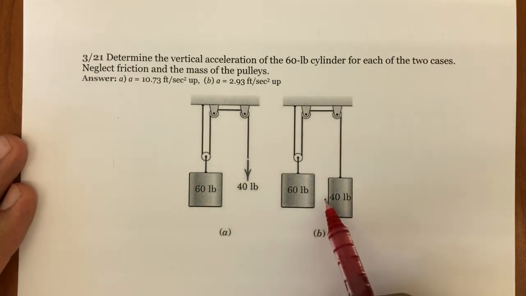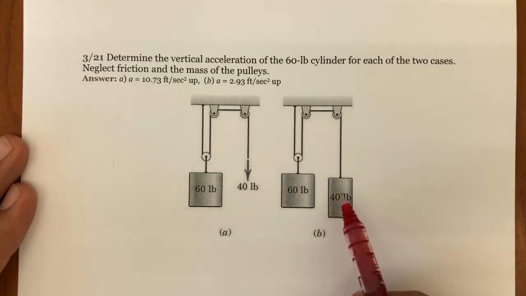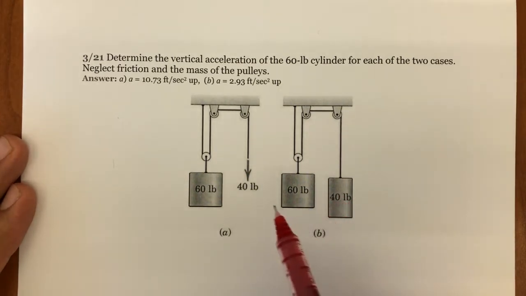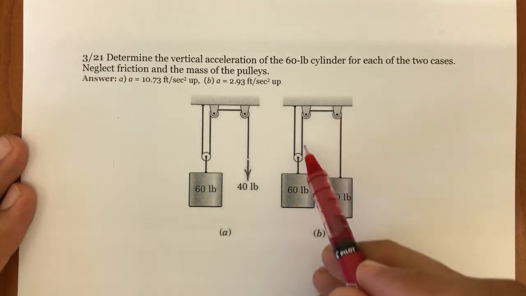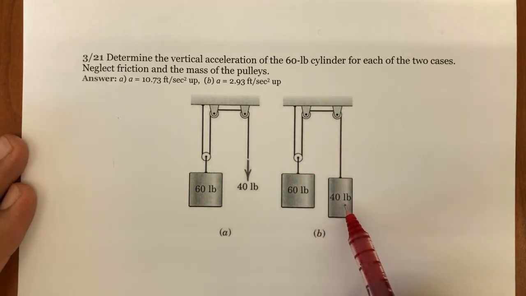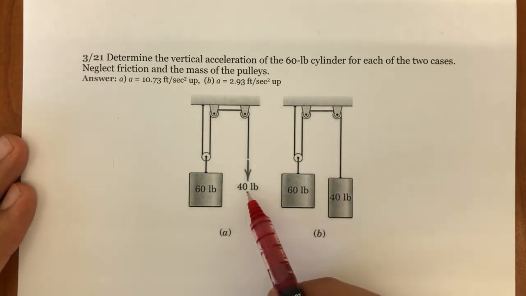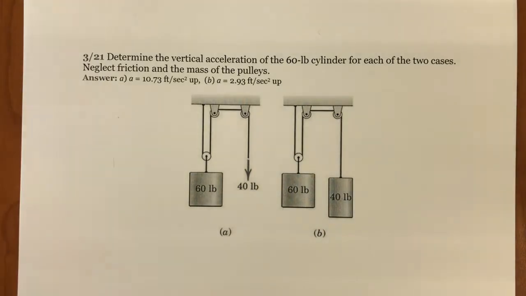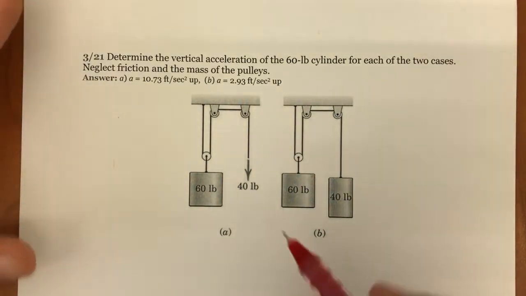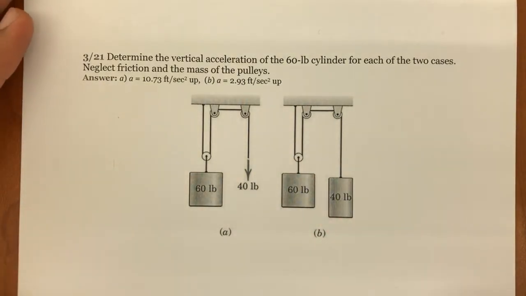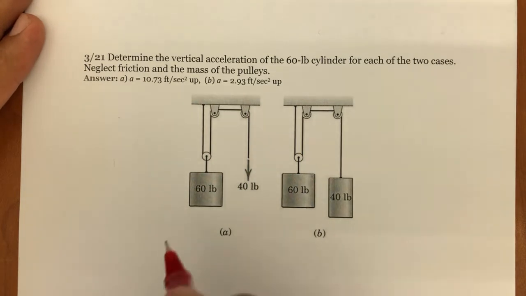Probably some of you are gonna think they are the same, but you're gonna see they are not. And the reason behind it is the tension in the cable here is not equal to 40 pounds because this mass is gonna accelerate. The tension of the cable is not gonna be 40, it's gonna be less than that. So we need to find the acceleration in these two cases. Let's just start with this one.